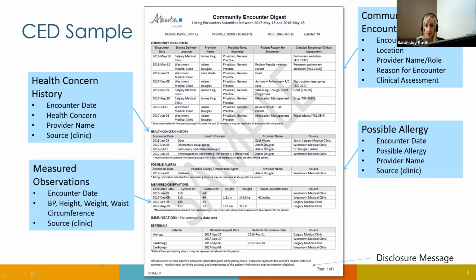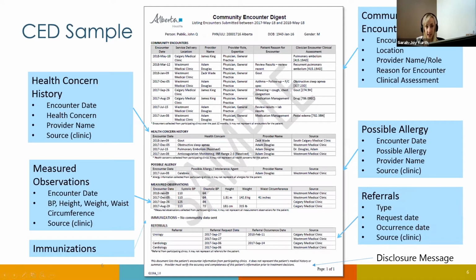The next section is measured observations. These pull from the SOAP notes, and they must be entered using the appropriate syntax. And we'll talk a little bit about what that means later. The next section is immunizations. So our sample doesn't actually show any, but if the clinic is collecting immunizations, then these will show up in this section of the CED.